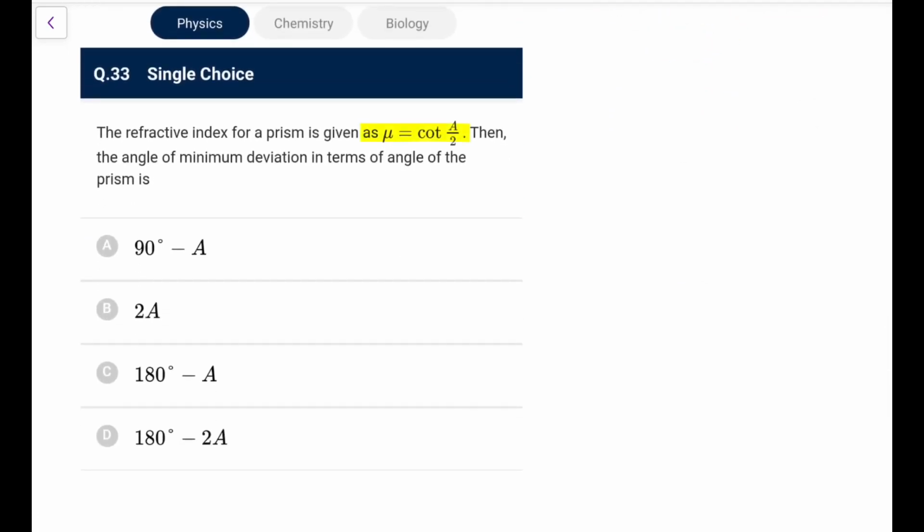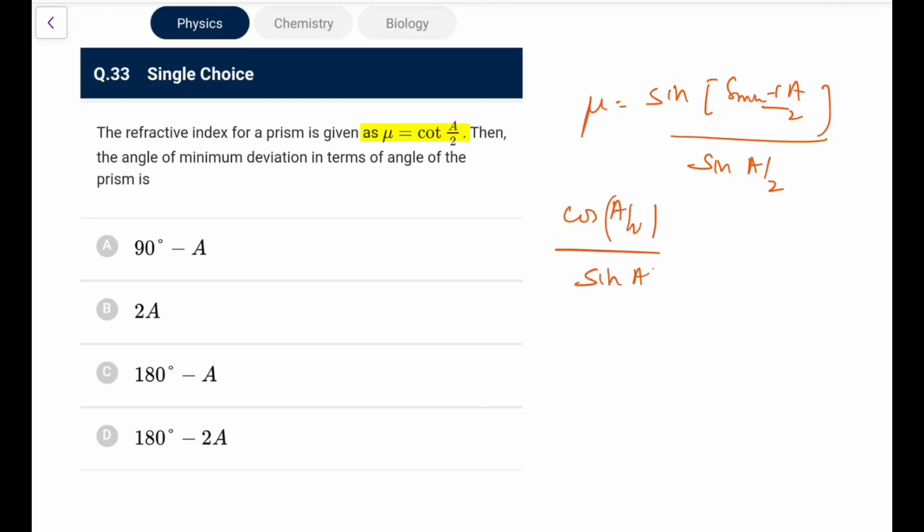The refractive index of the prism is this, then the angle of minimum deviation in terms of angle of prism. So what we can write, we write mu is equal to sine of delta min plus A by 2 upon sine of A by 2 that you used to write. Now cot A by 2 is cos of A by 2 over sine of A by 2, that is sine of delta min plus A by 2 upon sine of A by 2, both go.